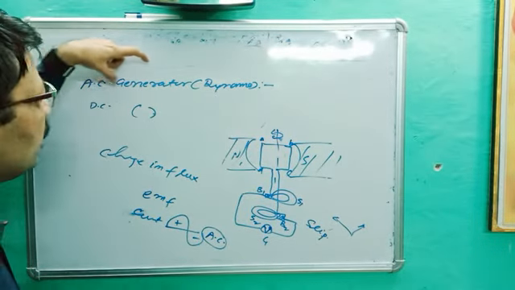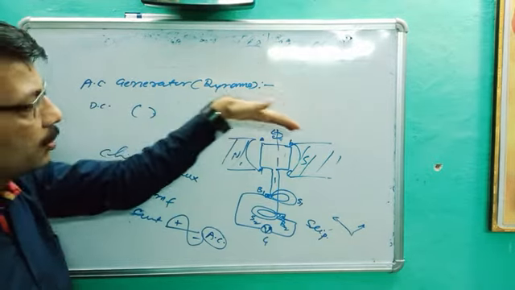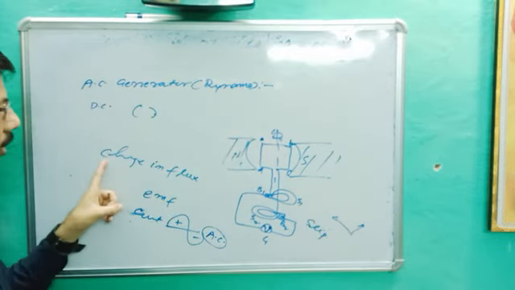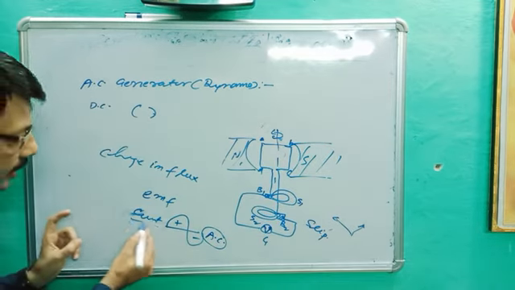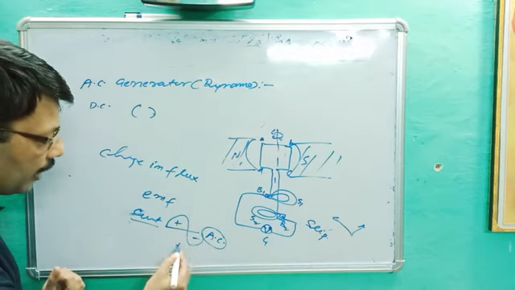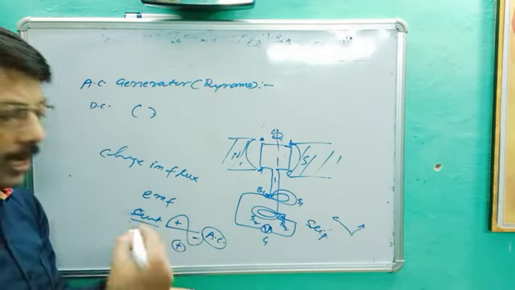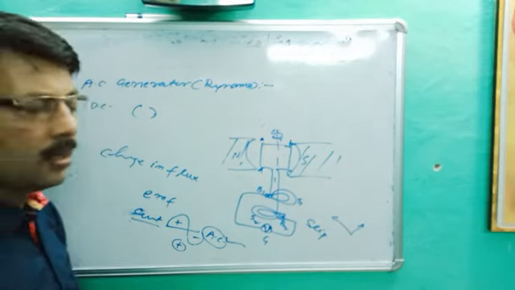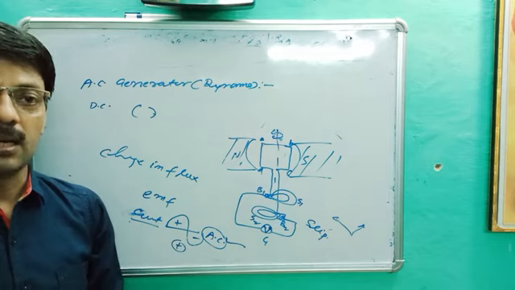So what is the AC generator? Once again, see the working. When any armature rotates between the field magnet, then due to change in flux, EMF is created and current starts flowing, which changes its magnitude and direction with time. We are getting current which changes its magnitude and direction with time. This current is called AC current, and the device which does this is called the AC generator.